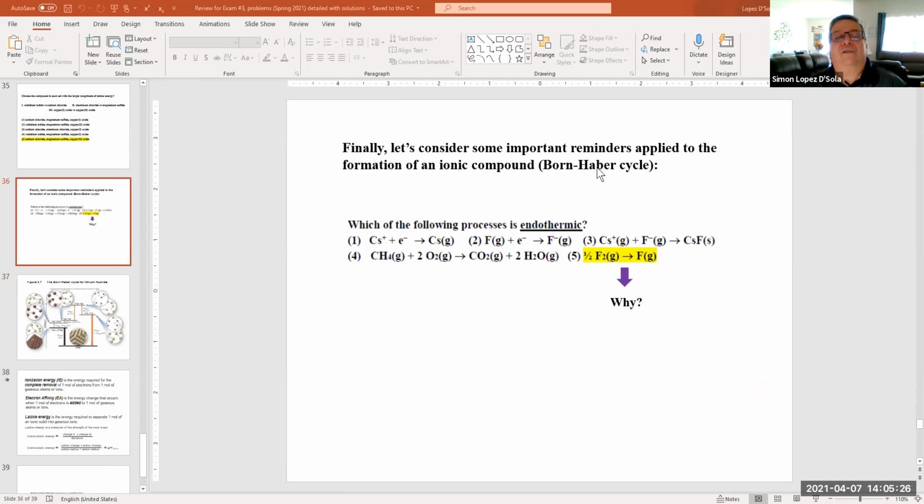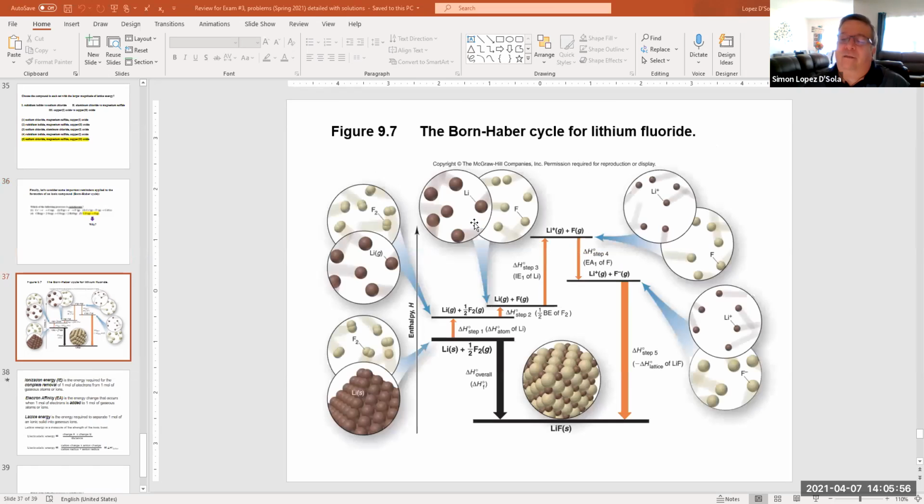The question is telling you: which of the following processes is endothermic? So you need to analyze the Born-Haber cycle to determine if a process is exothermic or endothermic, depending on whether you are going upwards or backwards, downwards, in the cycle. To understand that answer and this question better, let me go back to my slides and show you the Born-Haber cycle. It is the description of the cycle to form an ionic compound, lithium fluoride, from lithium metal and fluorine gas.